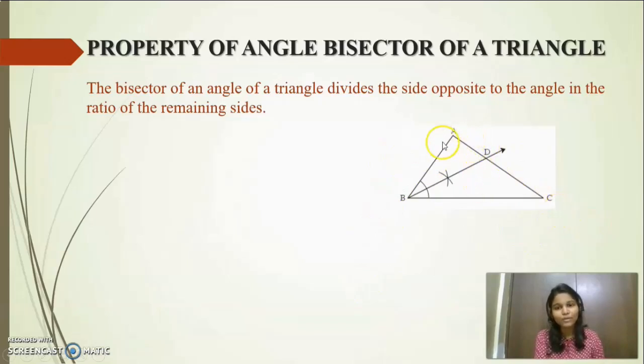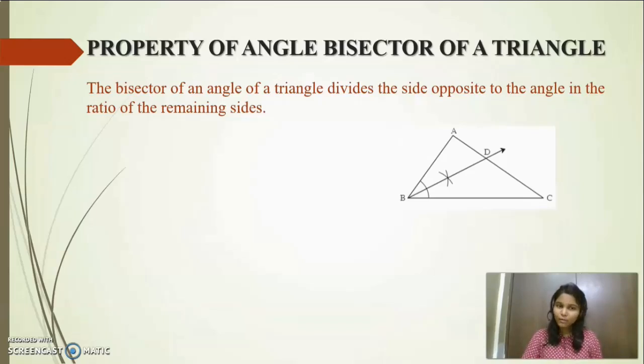So what does this property say? That this angle bisector is dividing this side in the ratio of the remaining two sides. Means it says that AD upon DC is equal to AB upon BC. So you can use this property whenever you have a triangle and whenever you have an angle bisector of any one angle of that triangle. Okay, students, so whenever you see in your question any triangle and an angle bisector of any angle of that triangle, then you can use this property.